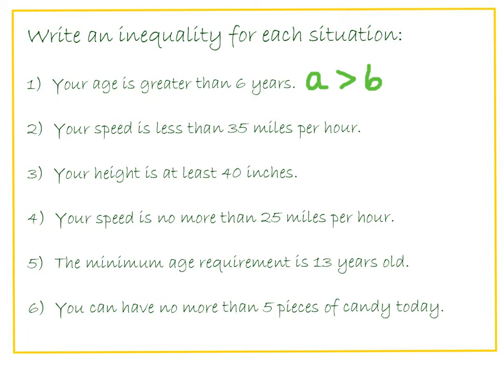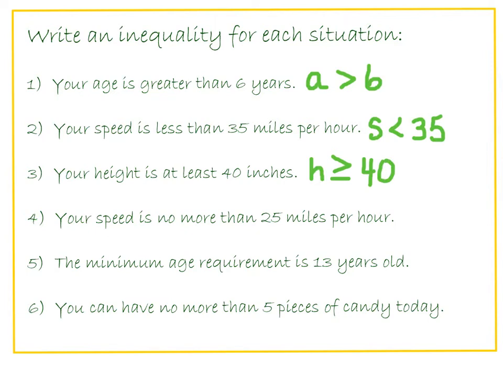Number 2, your speed is less than 35 miles per hour. So speed is less than 35 miles per hour. Next, we have your height is at least 40 inches. So now if we think about this one, if your height is at least 40, that means that you could be exactly 40. So we're going to have the equal sign on there. Or if it's at least, that means you could also be greater than 40.